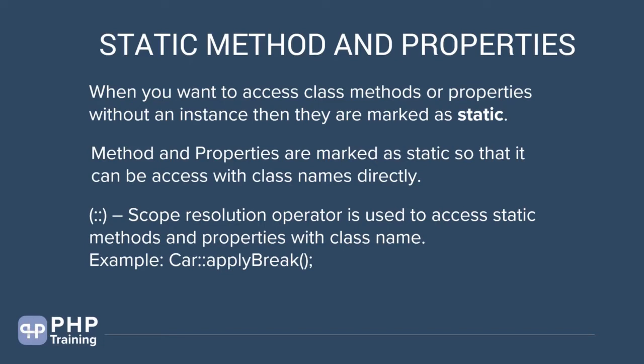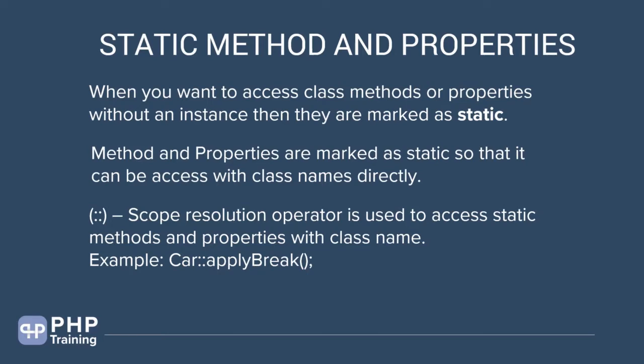This is the scope resolution operator, double colon, which is colon and colon. It is used to access a static method and a property with a class name. An example could be a car class that has an apply break method, and you want to access the method without creating an instance. So you make apply break a static method, and you use the car class with the scope resolution operator to call the static method or static property.